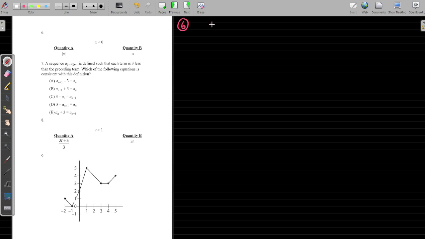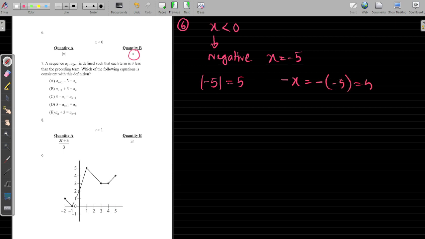So here x less than 0 means x is a negative number. Suppose I am assuming x equals minus 5, because minus 5 is a negative number. Now the modulus of minus 5 means 5, right? So here they have written the other quantity as minus x. So minus x means minus of the value of x, which is minus 5, so this equals 5. So both are equal. Now I'm going to solve question number 7.